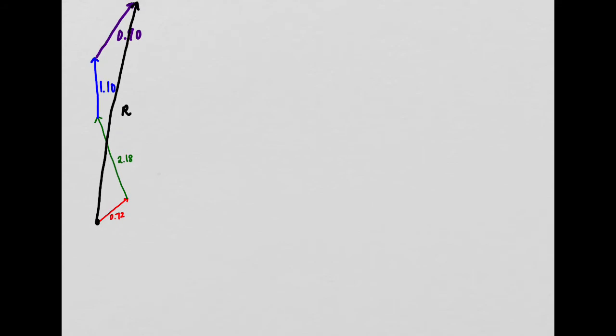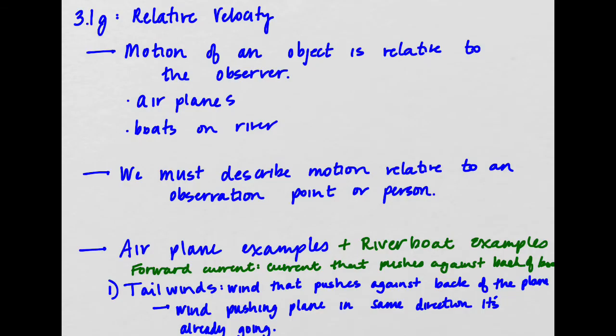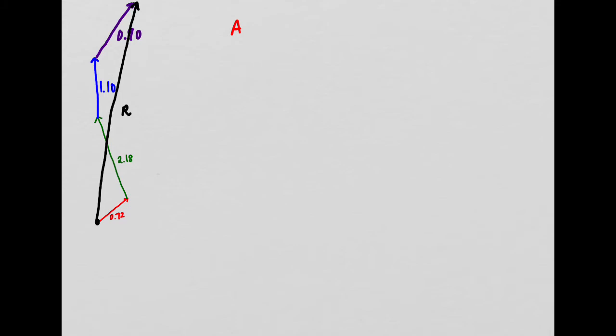So let's start with A. For A here, A is in red. We have a vector that looks something like this, and it's 0.72 kilometers. We know that we are going in a 45 degree direction. So this angle right here is 45 degrees.